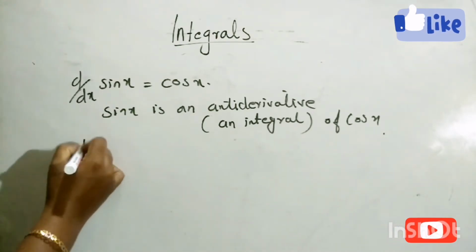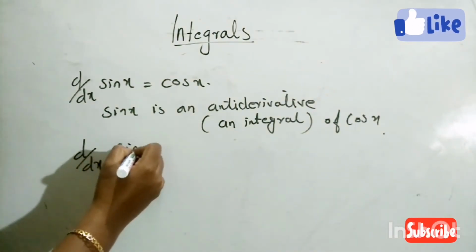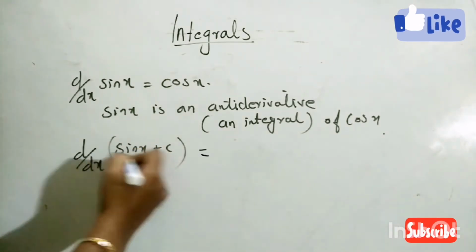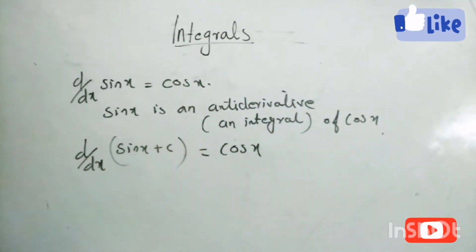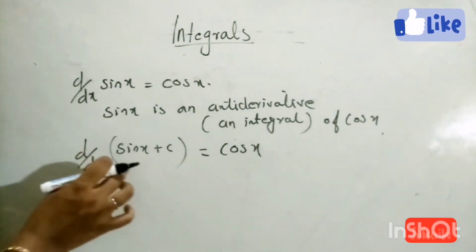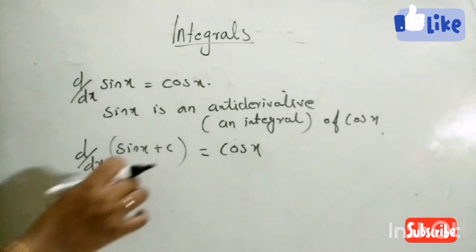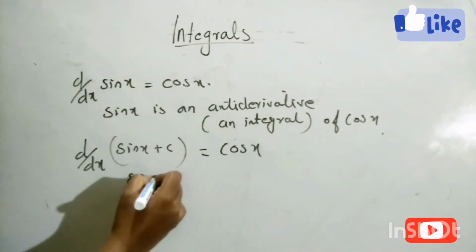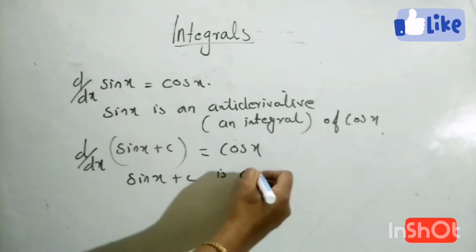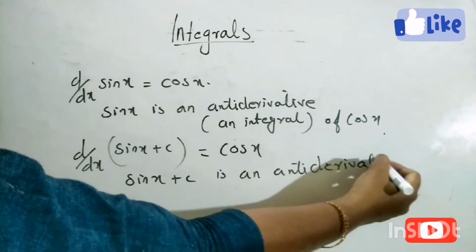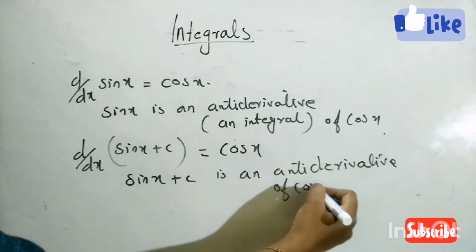Now, what is the derivative of sin x plus c? The derivative of sin x is cos x, and since c is a constant and we know that the derivative of a constant is 0, the derivative of sin x plus c is also equal to cos x. In this case, we can say that sin x plus c is an antiderivative of cos x.